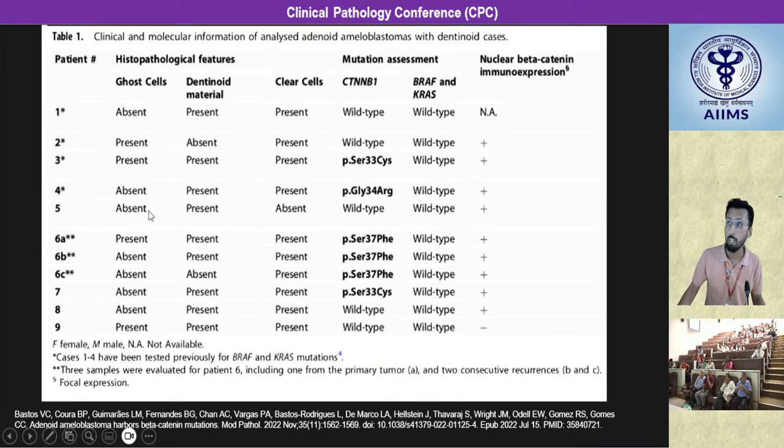They found 6 out of 9 cases showed mutation in CTNNB1 and no mutation in BRAF and KRAS. So, according to them, adenoid ameloblastoma doesn't show mutation in BRAF and KRAS, this we already know, but it shows mutations in CTNNB1 genes.